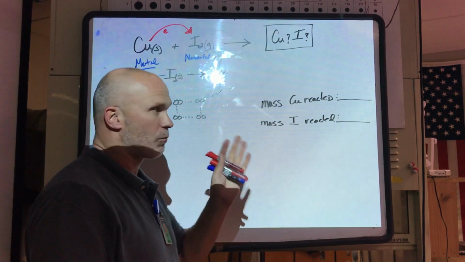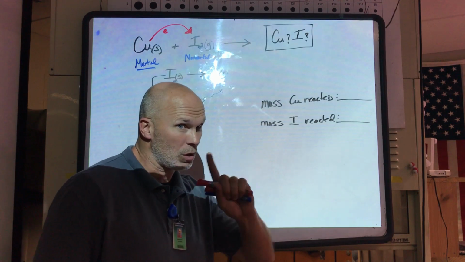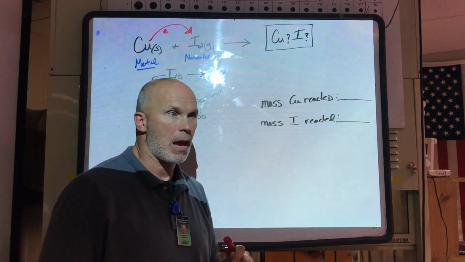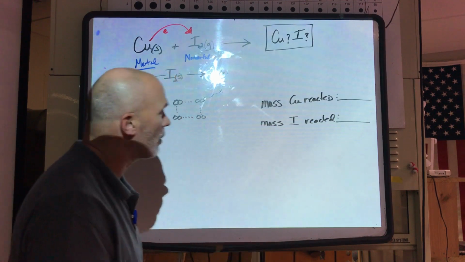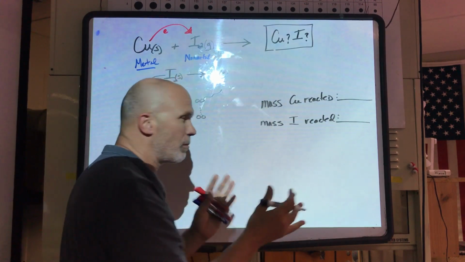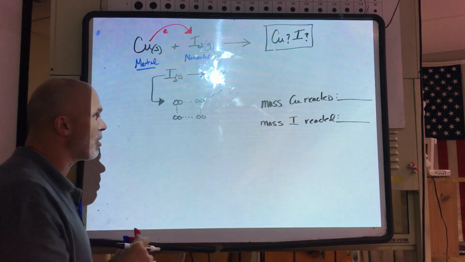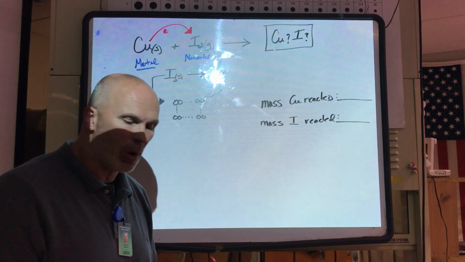Now, with those masses, we can of course convert to moles and divide by the smallest value to get the ratios. Okay, and those ratios are the chemical formulas. So we have to, from the experiment, get these values. So what is the experiment?